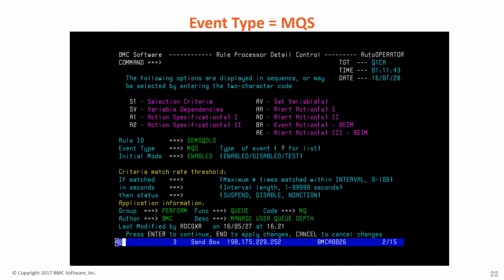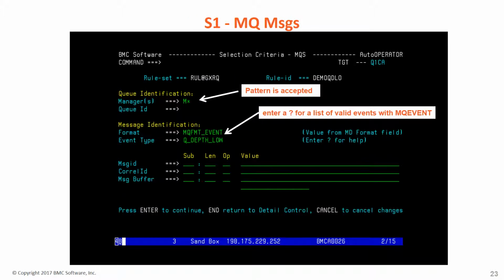So here's the selection screen that we'll see when we want to build a new rule. And in the middle, we've specified an event type of MQS. Now remember, if you don't know what those values are, you can put a question mark in that field and press enter, and you'll get a list of all the possible values. In the selection criteria screen, here we specify what the queue manager is that we want to trap the messages on. We specify the format of the messages, so what type of event it is, and then the actual event type.